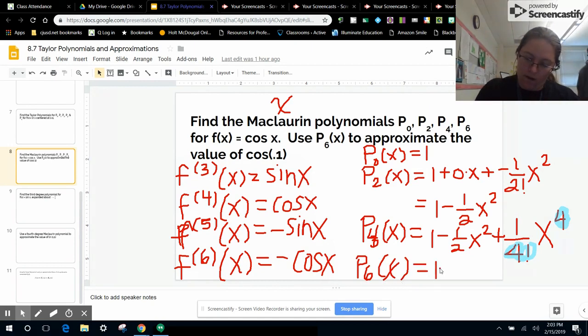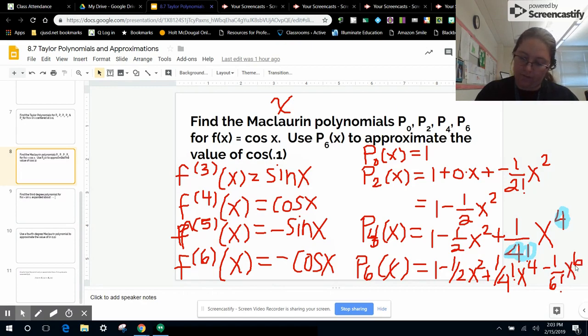So I get 1 minus 1/2 x squared plus 1 over 4 factorial x to the fourth. But now we have minus again. So we have minus 1 over, and we're at the 6th degree, so 6 factorial x to the 6.